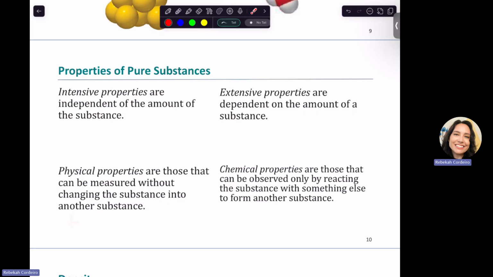Chemical properties can only be observed by chemical reaction. So if I want to know, hey, is this thing flammable? I can't just observe that. I have to test it. If I light it on fire and it's flammable, well, that's a chemical reaction now that I did, and it's not the substance it used to be. Like if I want to know if this paper is flammable, if I light the paper on fire, it's not paper anymore. It's smoke and soot, and I can't really use it as paper anymore, right? So that's a chemical property.